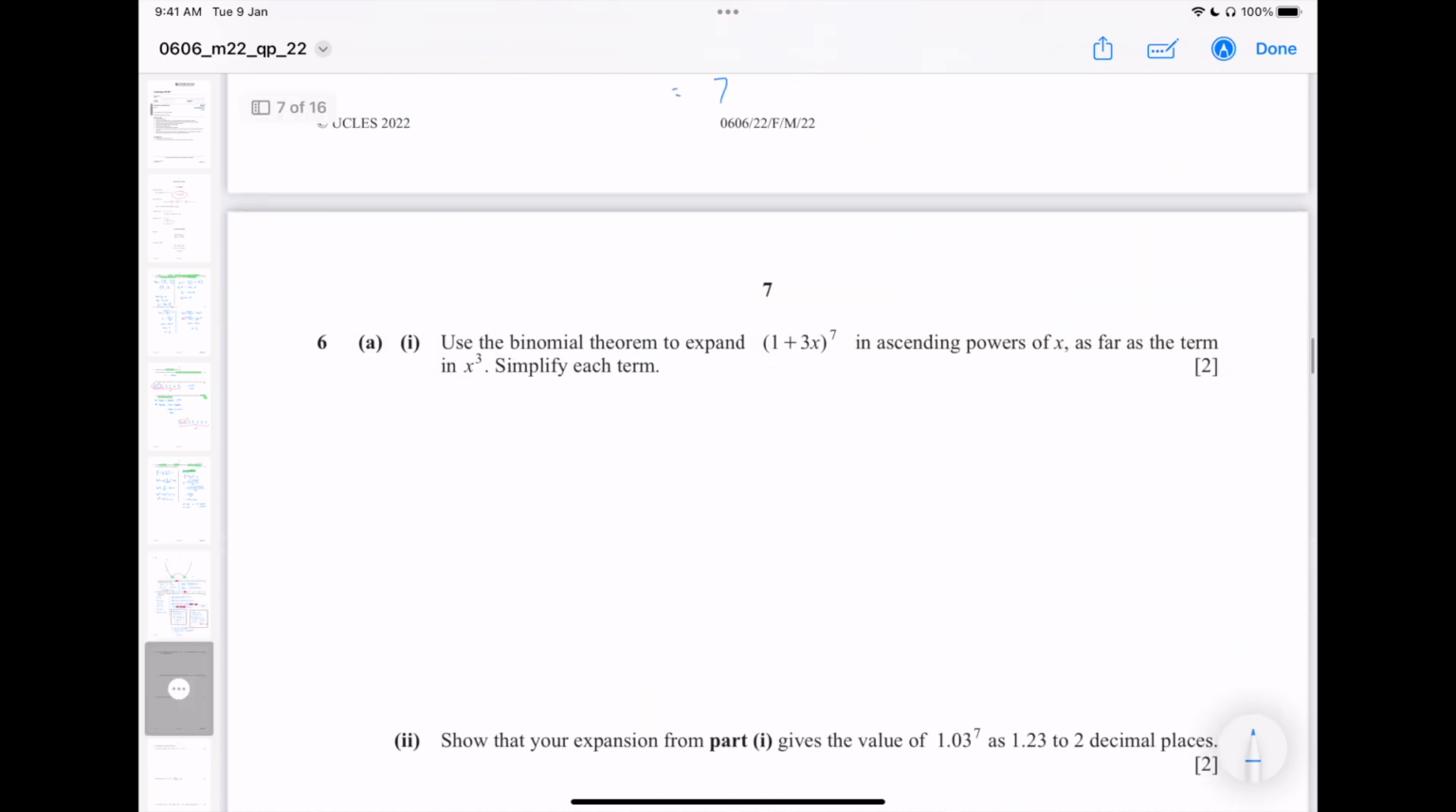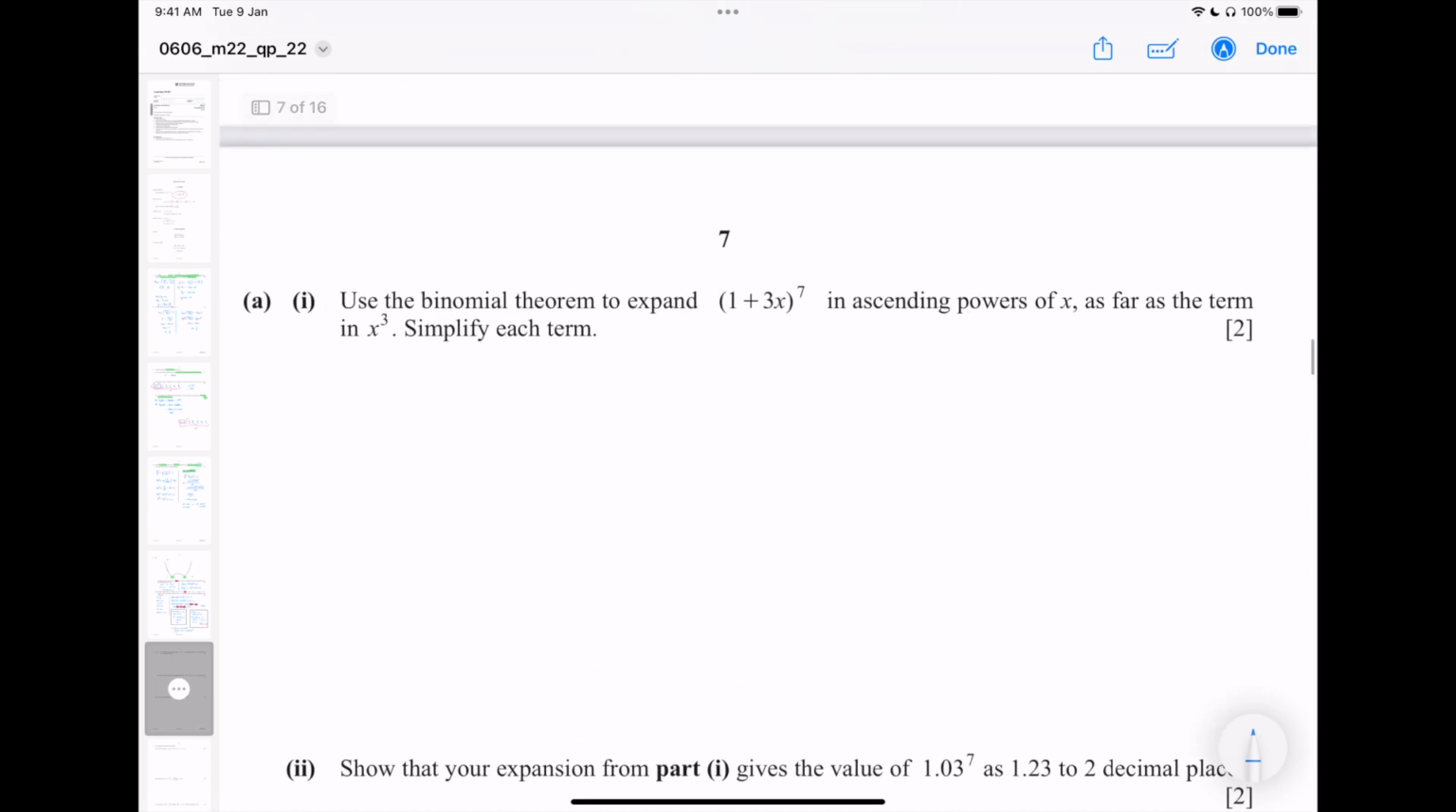Now, let's keep going. Use the binomial theorem to expand that in ascending powers of x as far as and including x cubed. Okay, to get x cubed, I have to expand. Let's write it down. 1 plus 3x to the power 7. It's just 1 to the power 7 plus 7c1, and then you get 2 brackets. This is going to be 6 and 1, 1 and 3x. Same thing. This is going to be 7c2, 2 brackets. This is going to be 5, 2 this time.